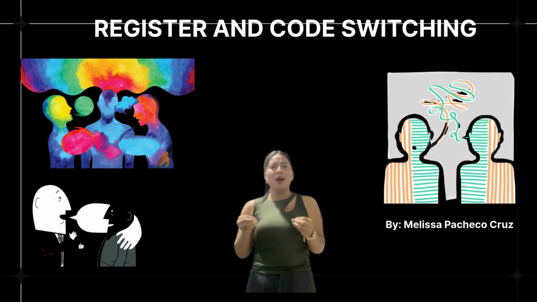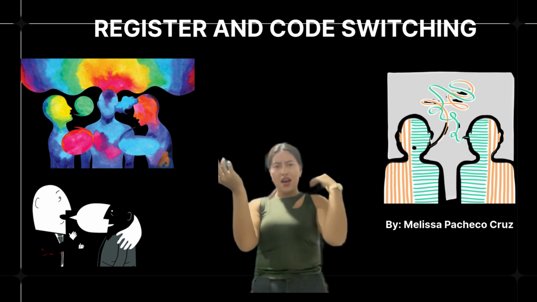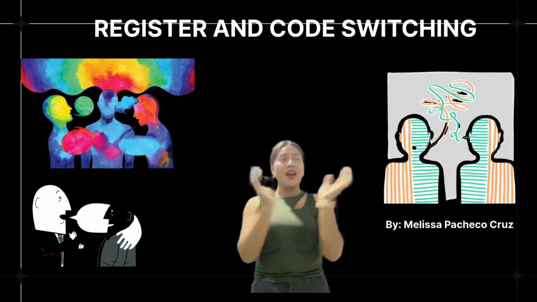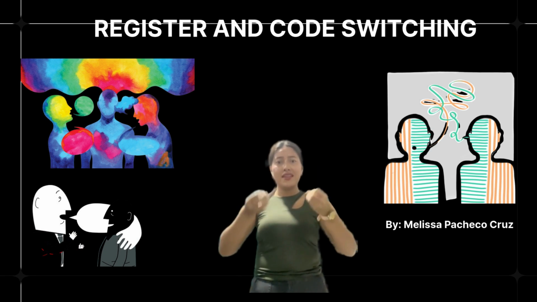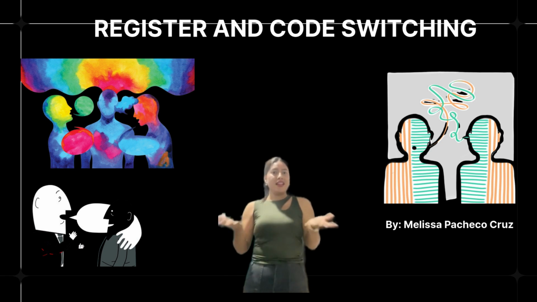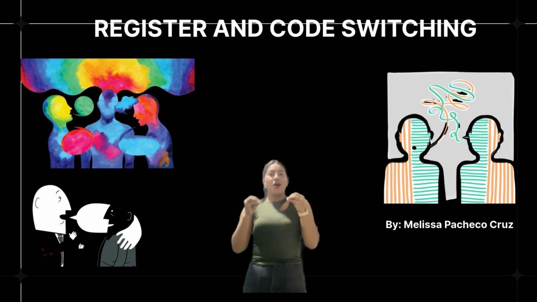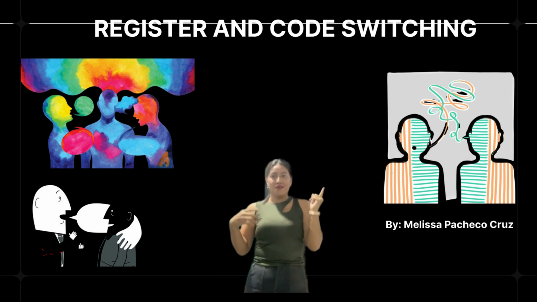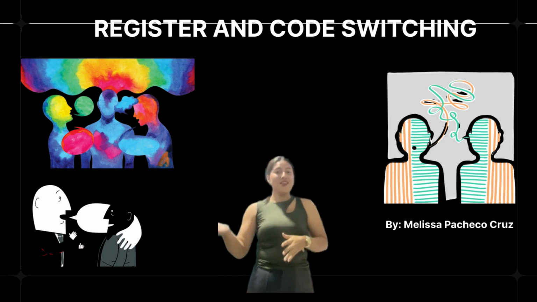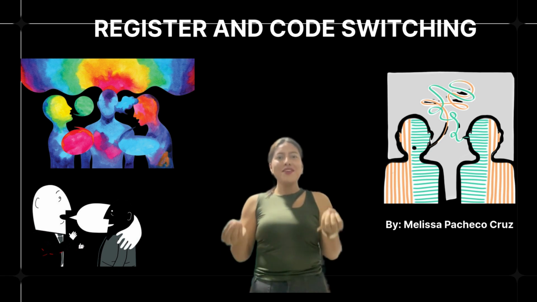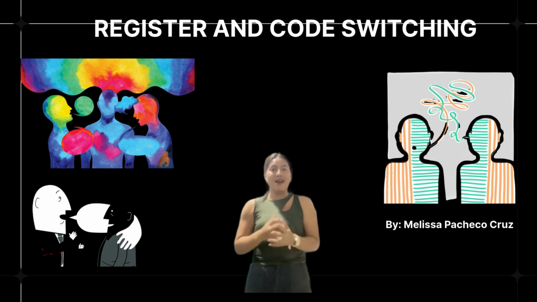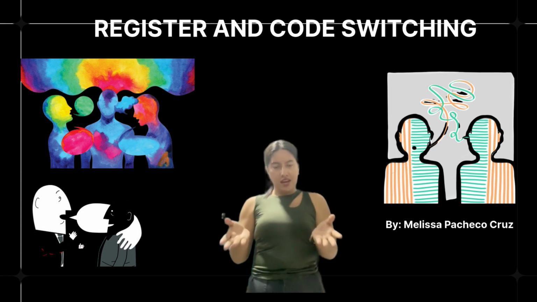So, register and code switching are part of real communication in the classroom. One shows formality and the other shows how we use all our languages to communicate.